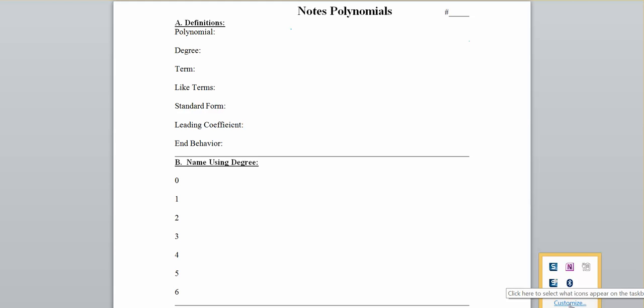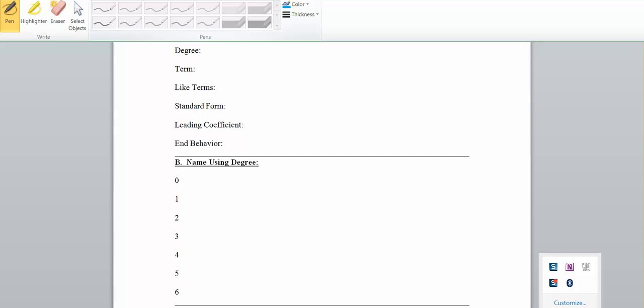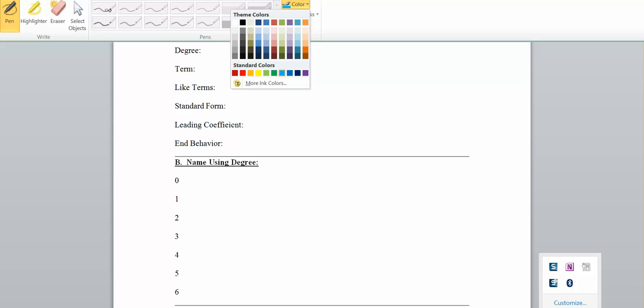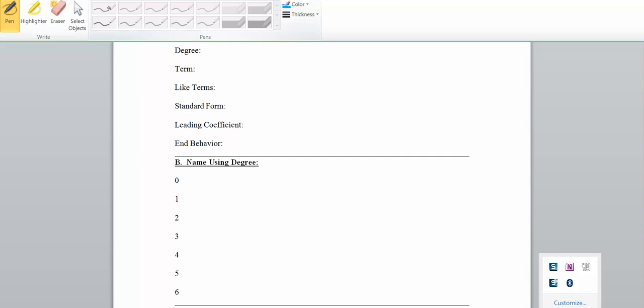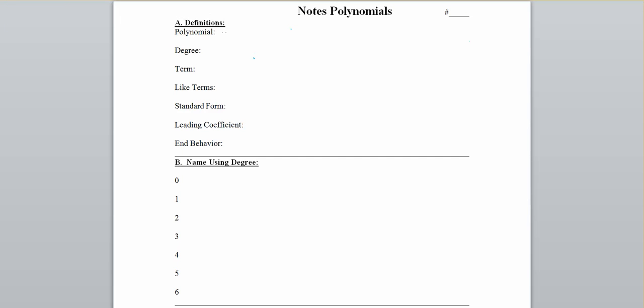Okay, we're going to work on polynomials. And the definition of a polynomial is an expression with many numbers or terms. Let me get my pen ready.